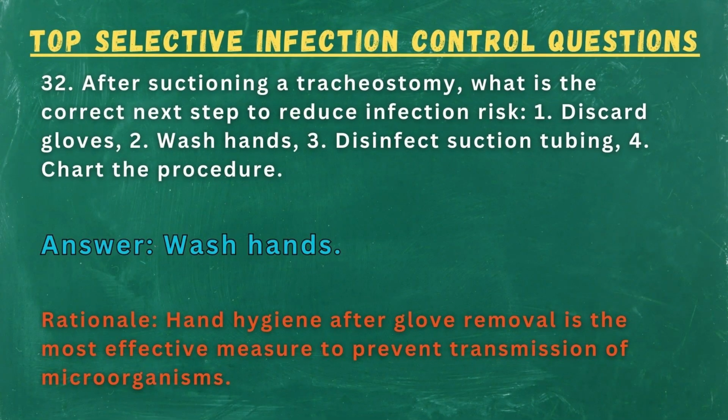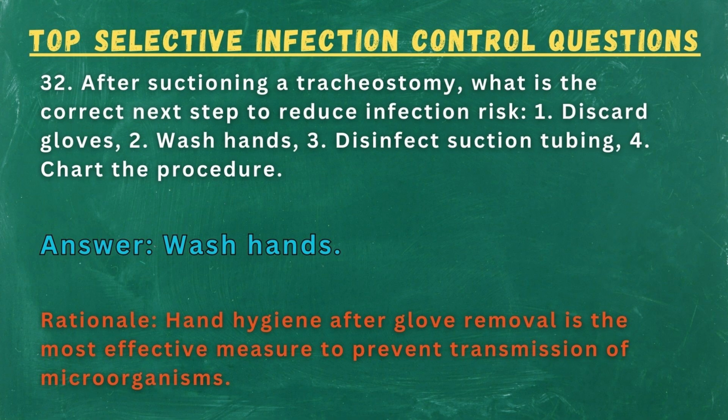32. After suctioning a tracheostomy, what is the correct next step to reduce infection risk? 1. Discard gloves. 2. Wash hands. 3. Disinfect suction tubing. 4. Chart the procedure. Answer: wash hands. Rationale: hand hygiene after glove removal is the most effective measure to prevent transmission of microorganisms.